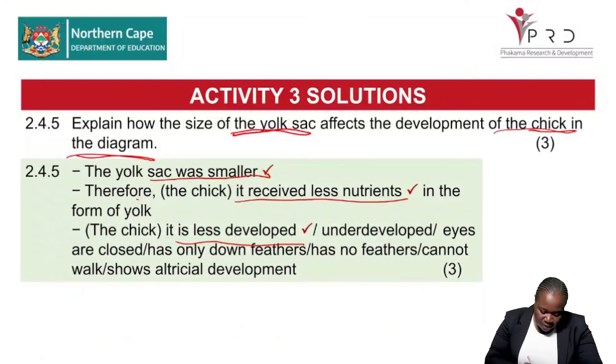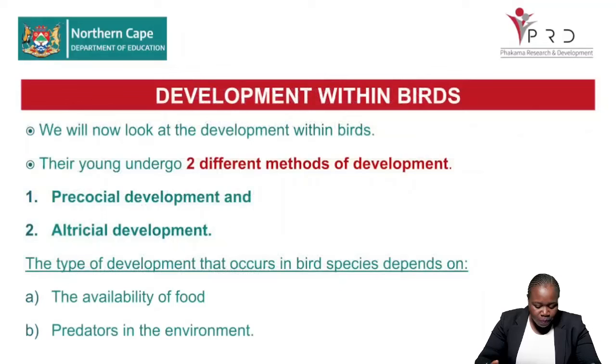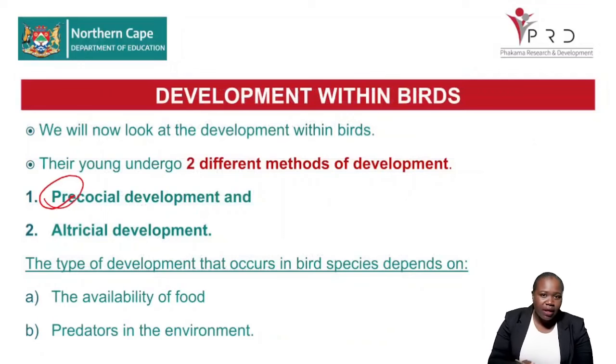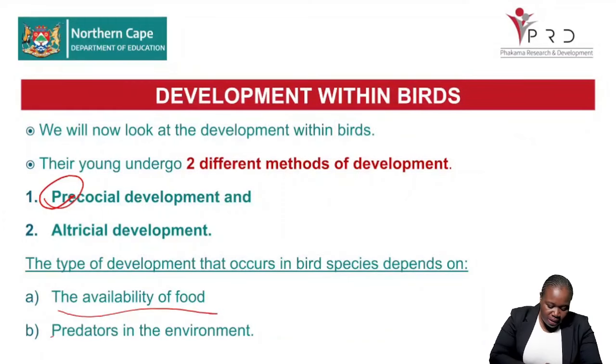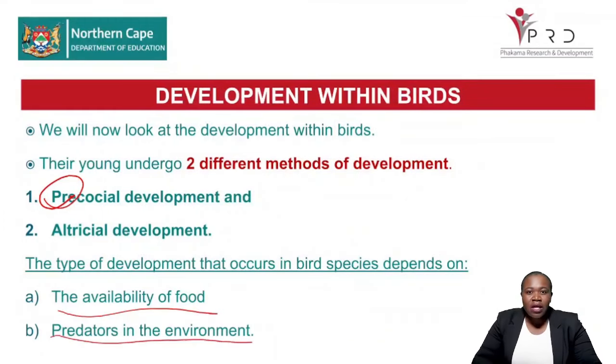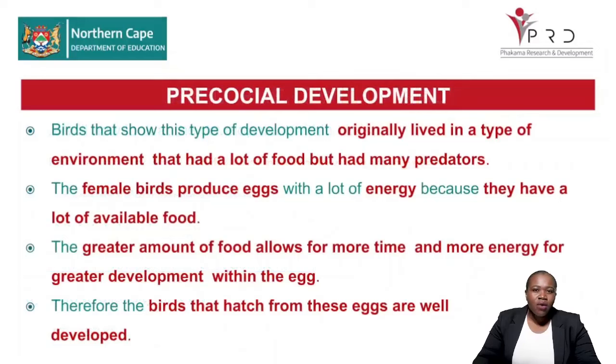How do we know that? We can see that the eyes are closed, no down feathers, it cannot stand or move or take care of itself. Right, now with precocial and altricial development, remember, precocial, prepared, meaning that it is well prepared, it can take care of itself, and with altricial, it cannot take care of itself. Now, here we look at food availability and predators in the environment as one of the two things that affect whether we experience precocial or altricial development.